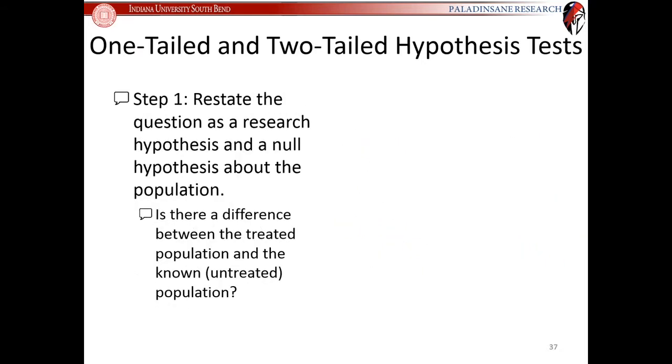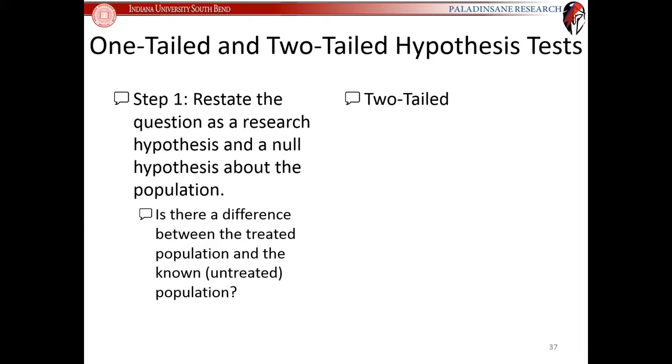All right, so step number 1: restate the question as a research hypothesis and a null hypothesis about the population. So far, we have only been doing two-tailed hypotheses for step number 1. The ones we've been practicing are two-tailed because we have only ever been asking, is there a difference between the treated population and the known population? We have never asked, is there an increase or is there a decrease? We've just been asking, did the treatment have an effect?